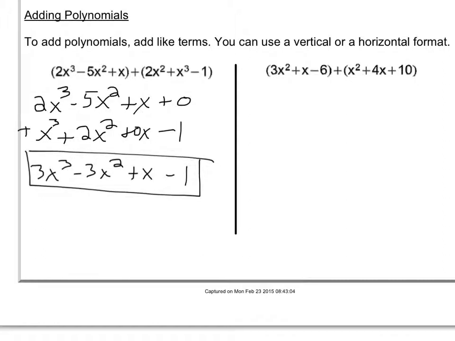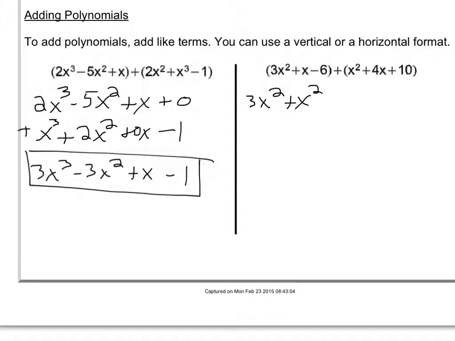So that method employed a vertical format, which may help some people line up their like terms and combine easily. Other people may prefer a horizontal format. In order to do that, we'll just use the fact that addition is commutative and we can move things around. I'm going to move to the front of this all of my terms with the largest degree. That would be 3x squared plus x squared.